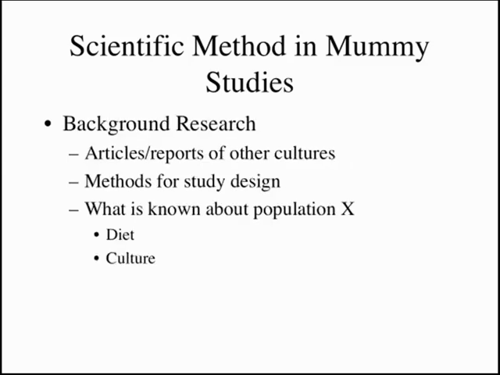All right, now we conduct background research. We look for articles and reports of other cultures who had intestinal parasites. We learn from those reports the methods that they used in their studies, so we can reproduce those methods in our study. So we use those methods for our study design. That's what we're trying to get out of the background research.